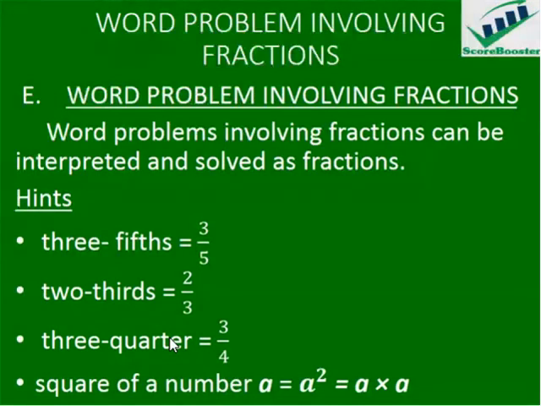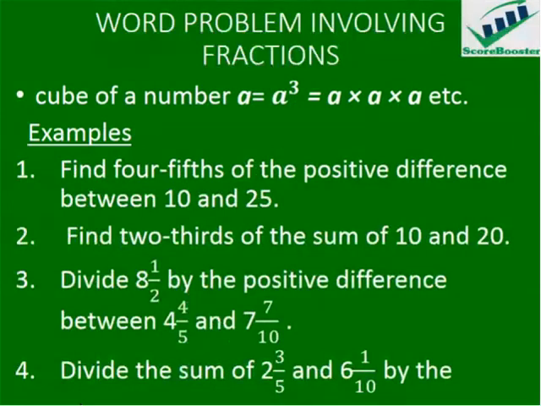3/4, when they say quarter, that means that particular thing has been divided into 4 equal parts. So 4 will stand for quarter. Therefore here 3 will be your numerator and 4 will be your denominator. We've been taught what square of a number is, multiplying the number by itself. And here we also talk about the cube of a number, which is written as a raised to power 3, and that is multiplying the number by itself thrice, which is a multiplied by a multiplied by a.